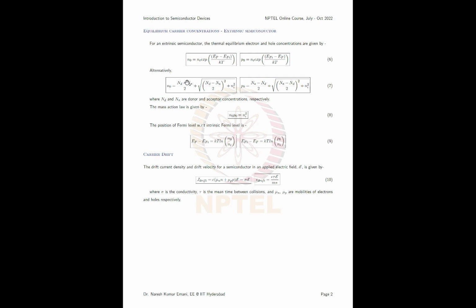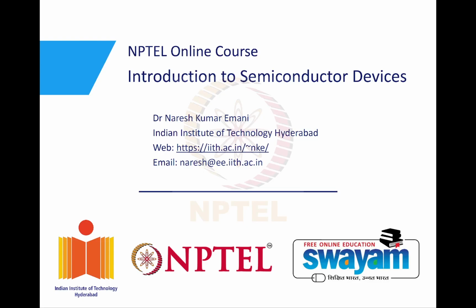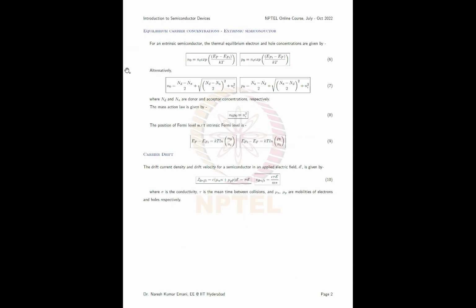You can also write it in terms of Nd and Na, which are your donor and acceptor concentrations. So how much doping you have done for the donor atoms and how much doping you have done for the acceptor atoms is given by Nd and Na. So you can write n naught equals (Nd minus Na) by 2 plus square root of ((Nd minus Na) by 2) squared plus ni square. Similarly, for p naught, instead of Nd minus Na, you write Na minus Nd.